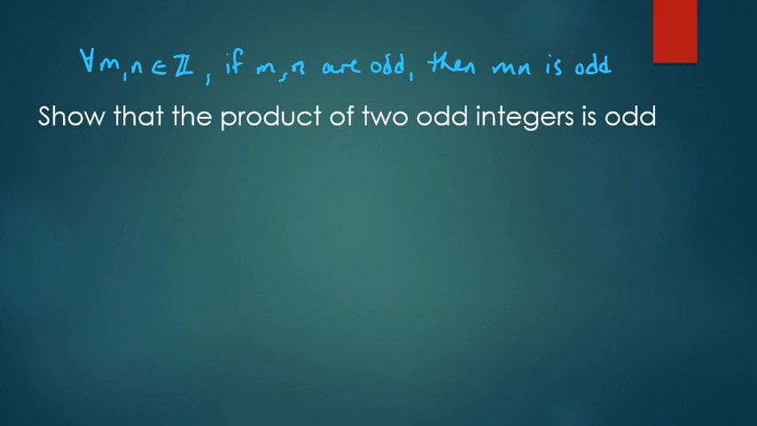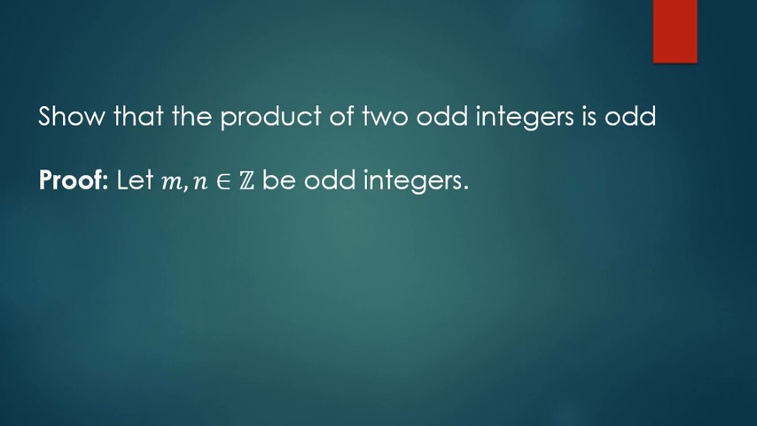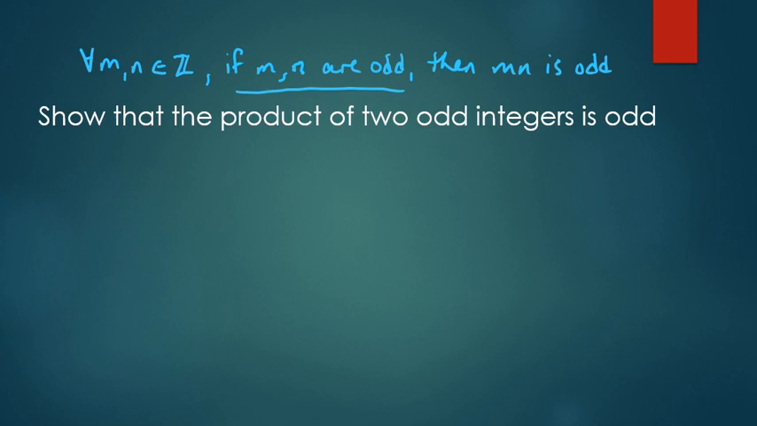So again, we are going to move on to step 2 now. Suppose that we have a couple particular yet arbitrarily chosen integers, m and n, and we're going to assume the hypothesis. We're going to assume that m and n are odd. So we're starting this off exactly the same way as we did with our previous proof. Now we want to get to the conclusion that the product m times n is odd.